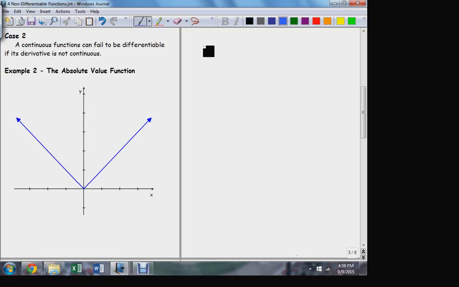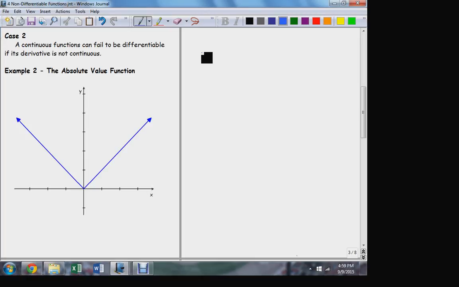What does the derivative represent? Slope. Slope of the tangent line. Okay, so let's see here. Now I'm going to take this derivative according to the two sides.